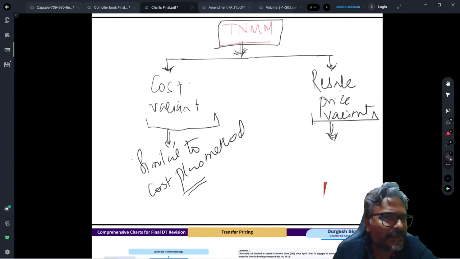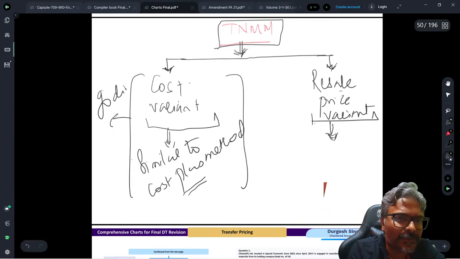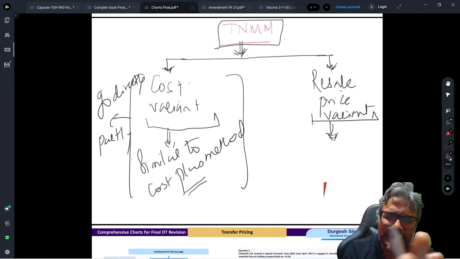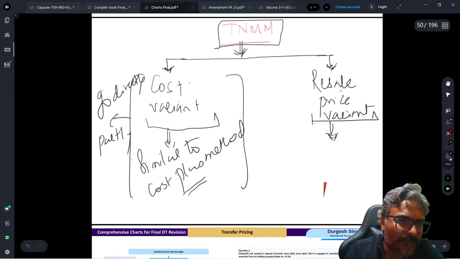So I'm not discussing this, but yes, you can find the past year question. You can just go directly to the past year question. Couple of questions are there. Just do it and finish it off. Alpha Limited, I suppose this was the question of Alpha Limited, if I'm not mistaken, in the past year paper. Alpha and Gamma Limited, something like that. So in this context, go directly to the past year paper, students, for this cost variant.